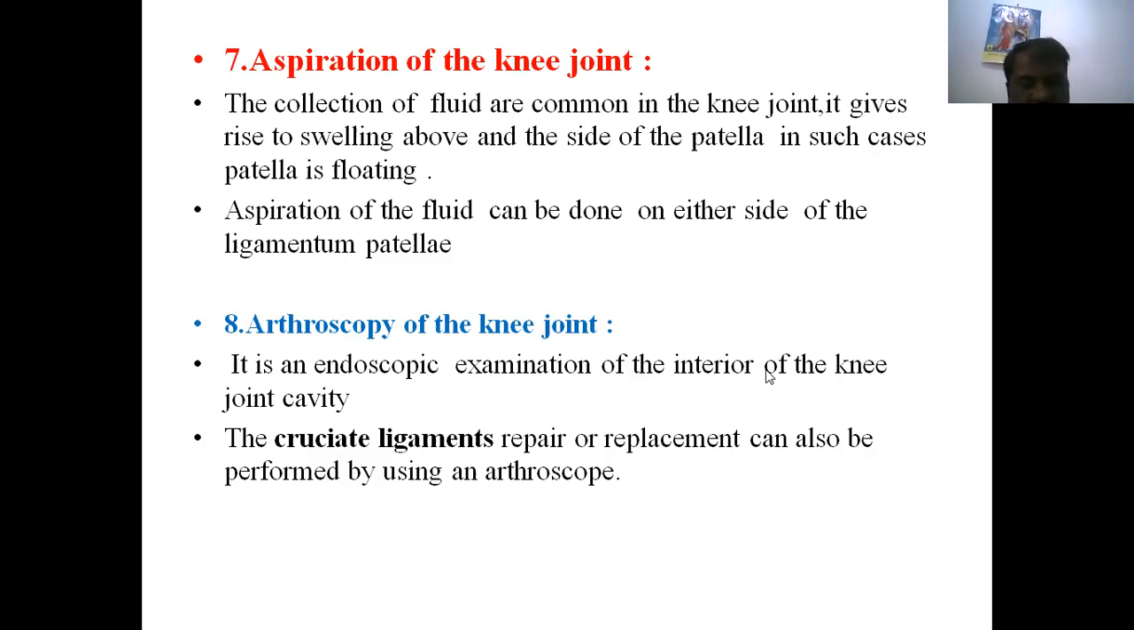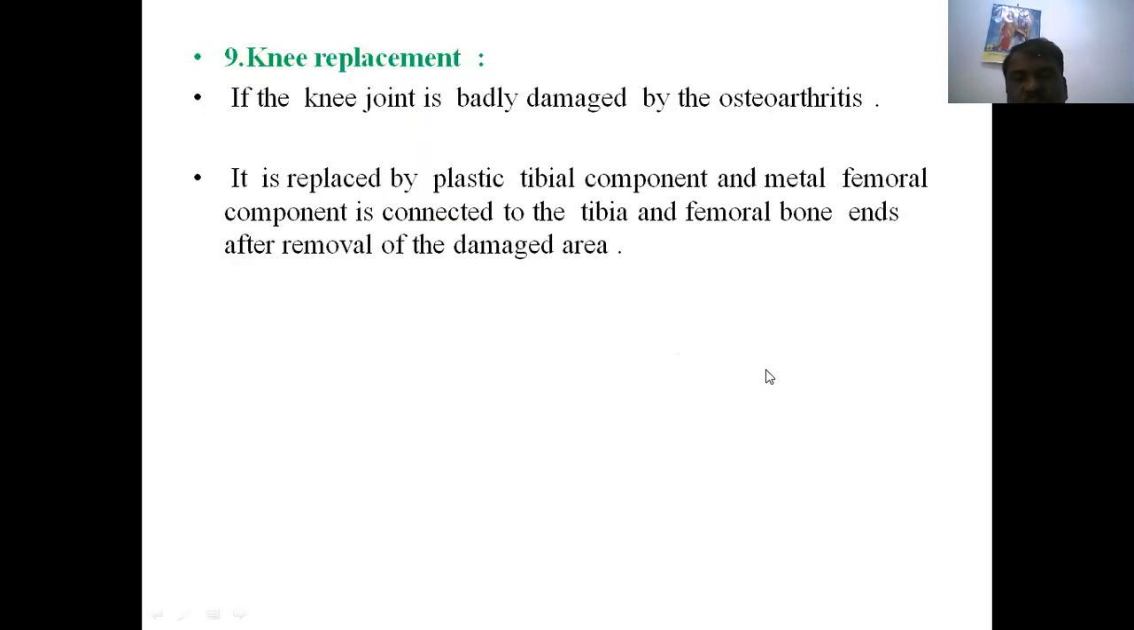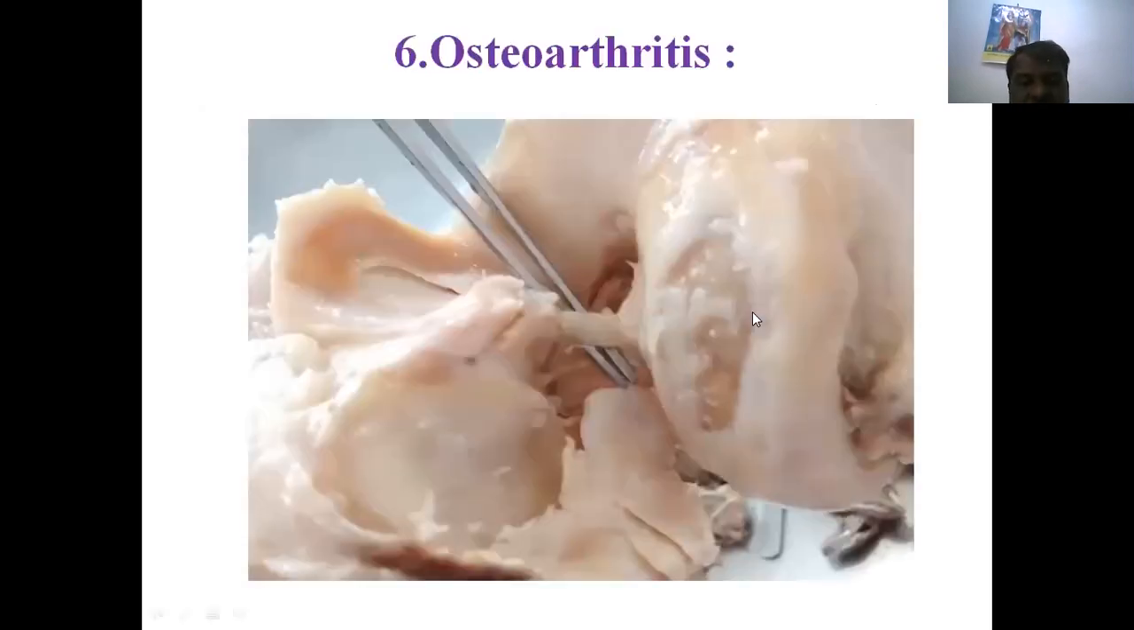cruciate ligaments. Knee replacement: sometimes we can identify that the whole knee joint is replaced by steel rods. It is replaced by a plastic tibial component and a metal femoral component connected to the tibia and femur bone ends, after removal of the damaged area. So both the femur and tibia are replaced; this is for osteoarthritis.